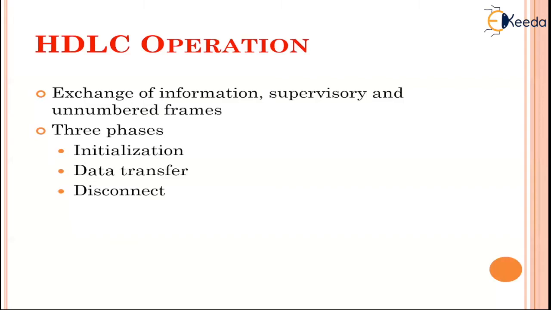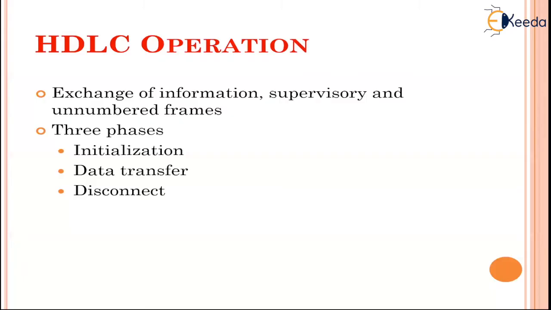Then the reject frame, that is REJ, initiates the go-back-N ARQ mechanism. It indicates that the last I frame received has been rejected and the retransmission of all I frames beginning with the number NR is required. Selective reject, that is SREJ, is used to request retransmission of just a single frame, that is the errored frame. Then next is the disconnect phase.